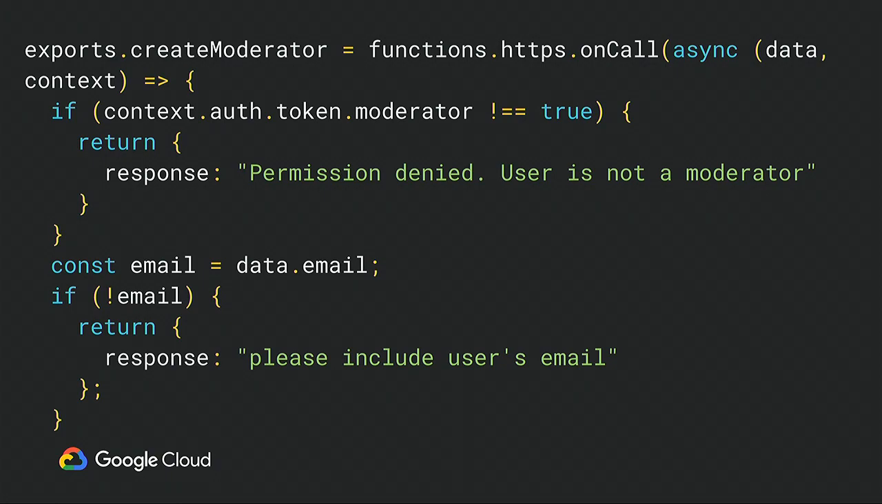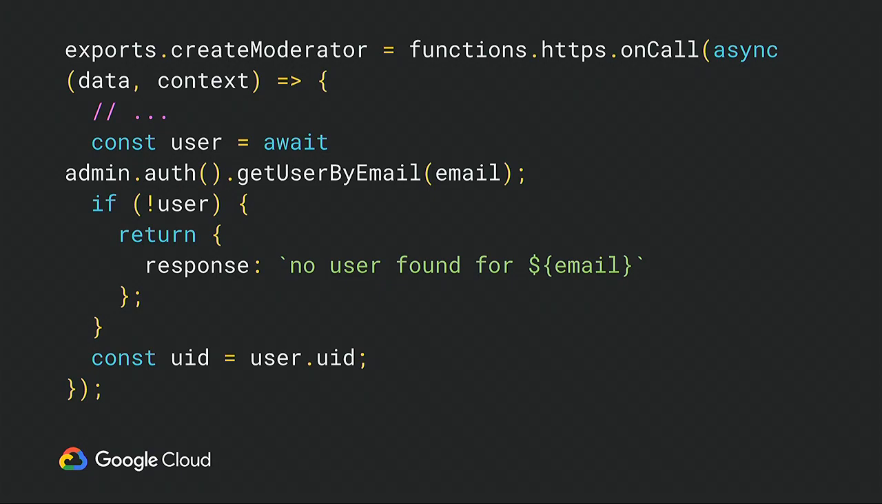If they are a moderator, we're going to get the email of the user that they want to promote. So in this case, if I'm a moderator and I want to promote someone else, I want to promote Susan, I would pass her email. If there's no email, I'm just going to let them know, just keeping all my checks in there. Then we have a function called getUserByEmail, which enables us to get all of the information about the user based on just their email. If there doesn't happen to be a user with that email, maybe Susan hasn't signed up yet, again, we're just going to have another check.